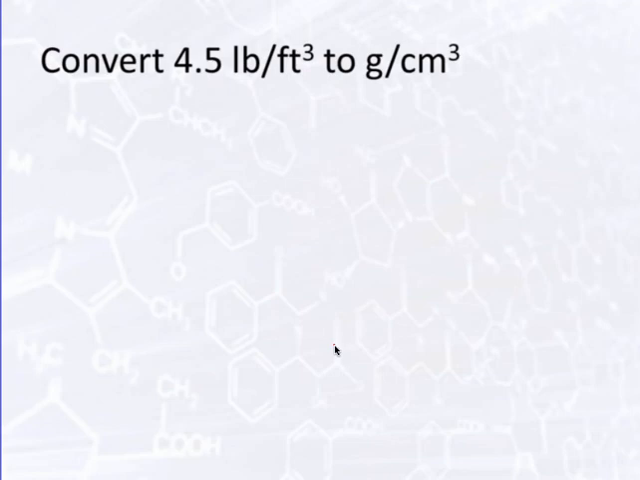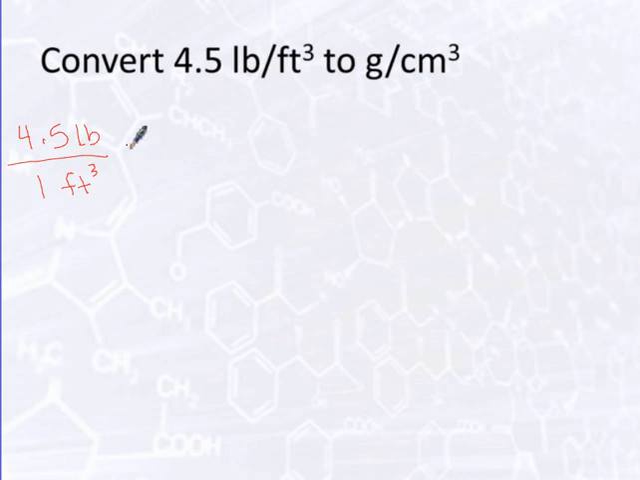Alright, let's go from 4.5 pounds per cubic foot, or is it cubic feet? I'm not exactly sure. To grams per cubic centimeter. Alright, so let's go ahead and let's start this. So we have 4.5 pounds per 1 cubic foot. Cubic feet, I guess it'd be feet. And I got to get that to go away.